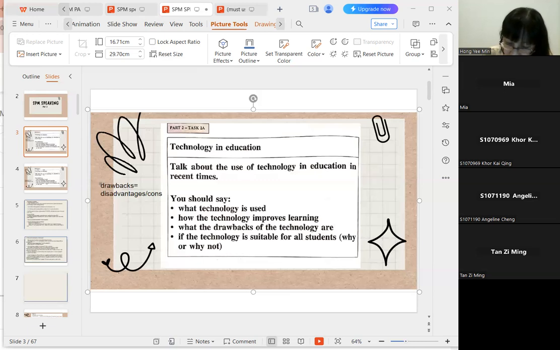However, there are still drawbacks in the use of technology in education, because there are still distractions in technology, such as social media. Students will tend to use social media more than study if they use the technology. So is technology suitable for all students? In my opinion, yes, because there are various benefits provided to students, such as accessibility to information. However, there are still underprivileged students that could not afford the expensive price of technology devices. That's all from me.